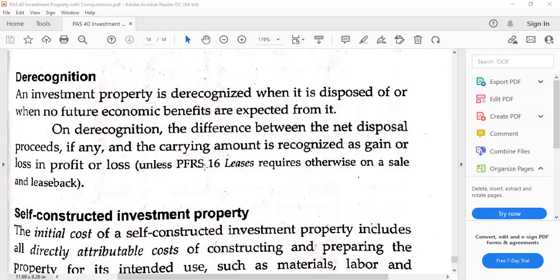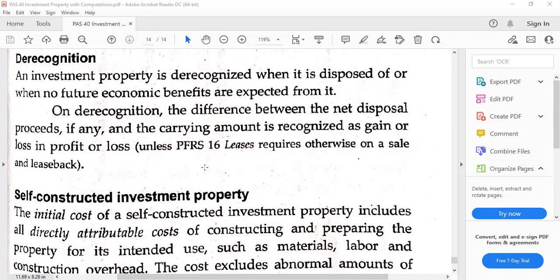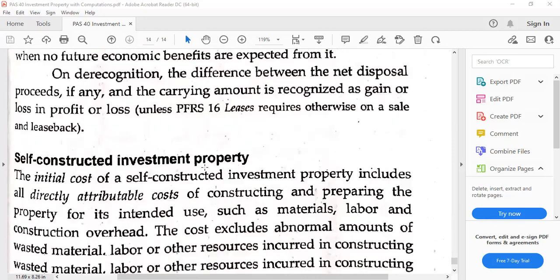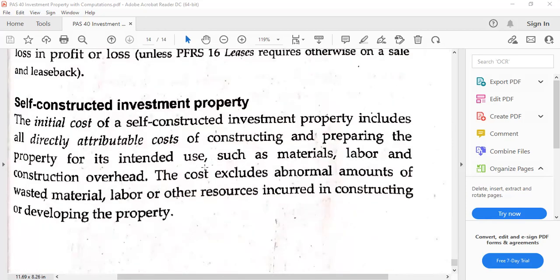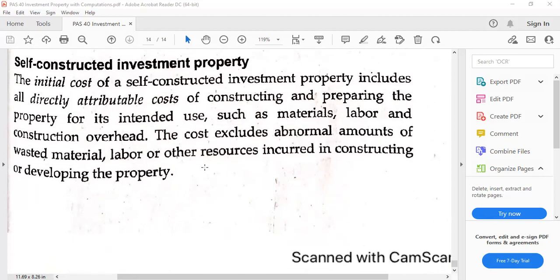To derecognize is when we are going to dispose of the asset and no more future economic benefits are expected from it. To recognize any gain or loss on disposal, remember the formula, that's fair value, so the cash or the proceeds, less the carrying amount. If self-constructed investment property, then we have to capitalize all costs, direct materials, direct labor, factory or construction overhead needed for the investment property to be finished or completed. However, if the wasted resources would be abnormal, they are to be expensed immediately, which was discussed a while ago.